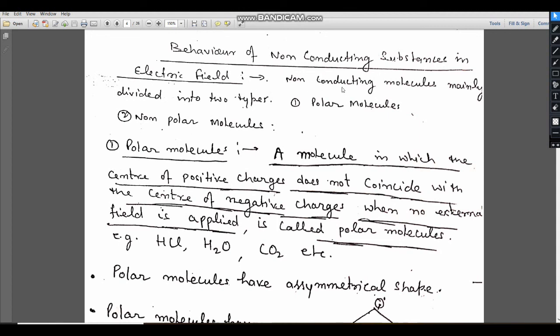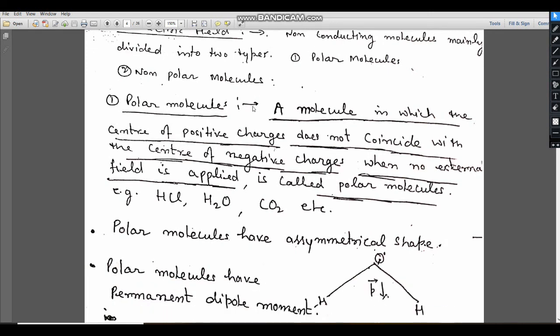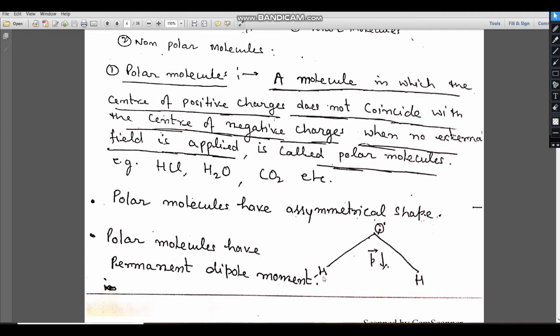Non-conducting materials are classified into two types: polar molecules and non-polar molecules. First, we will discuss polar molecules. Polar molecules are molecules in which the center of positive charge and the center of negative charge do not coincide. For example, H2O: the center of hydrogen and the center of oxygen do not coincide with each other.